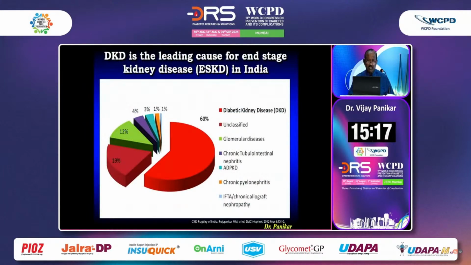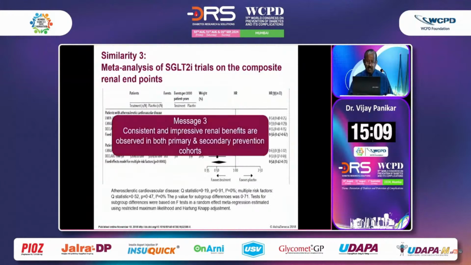Look at the kidneys. Actually, 60% of patients undergoing dialysis are patients with diabetes. And the drug that has been found in the anti-diabetic armamentarium is the SGLT2 inhibitors. Consistent, impressive renal benefits are observed. Currently, there are a lot of studies with GLP-1 receptor agonists which are showing benefits in renal protection.